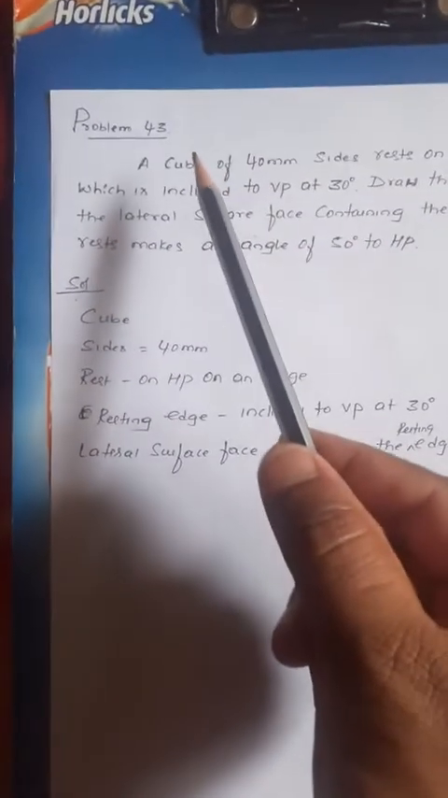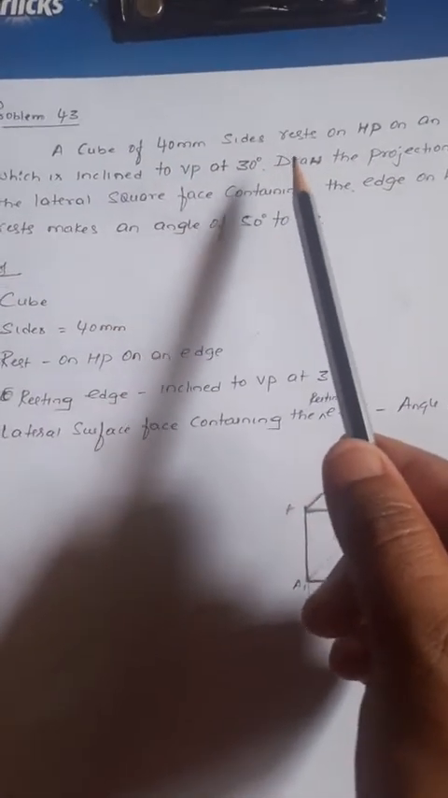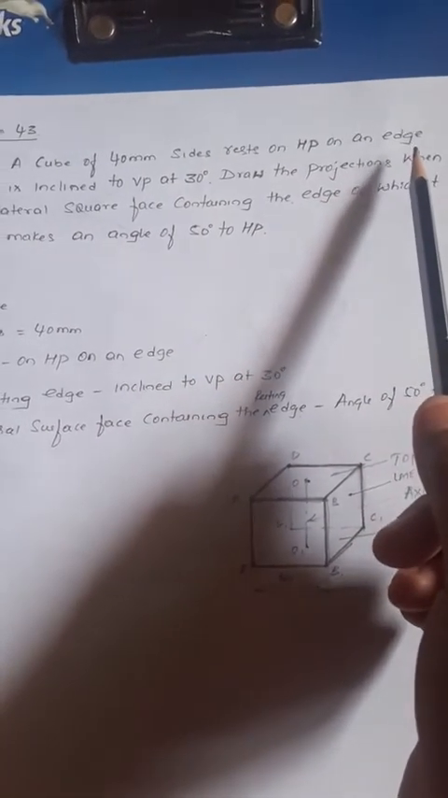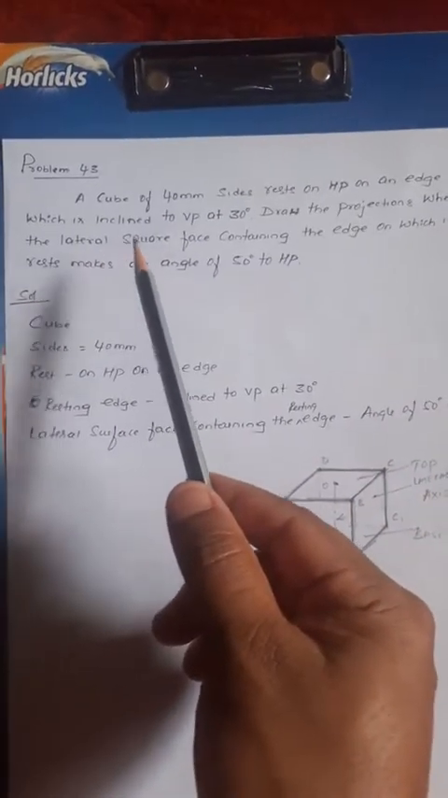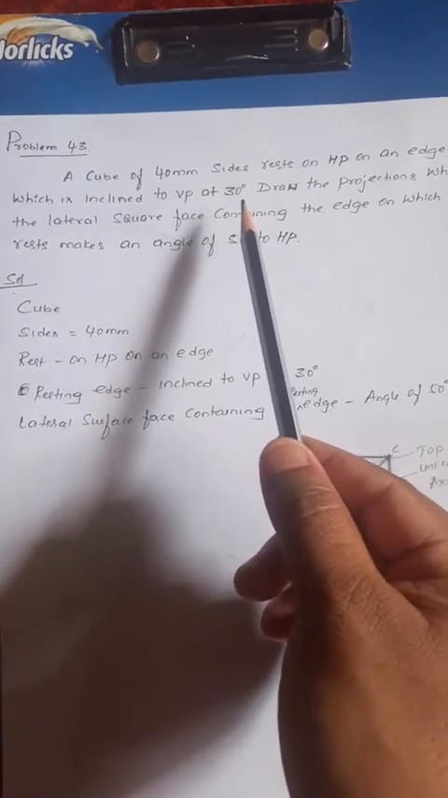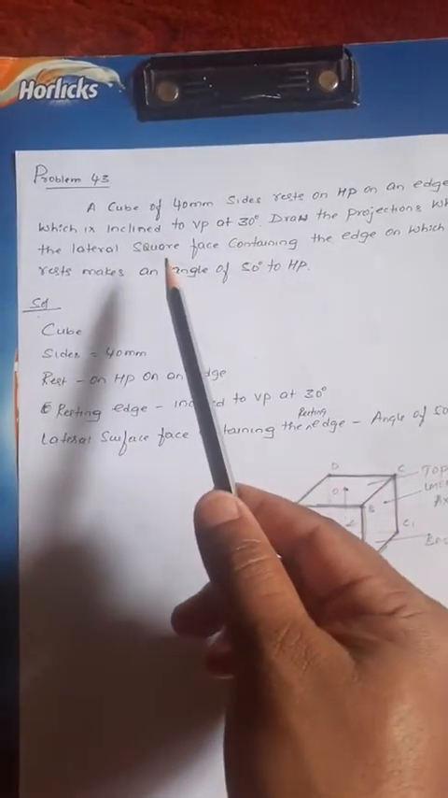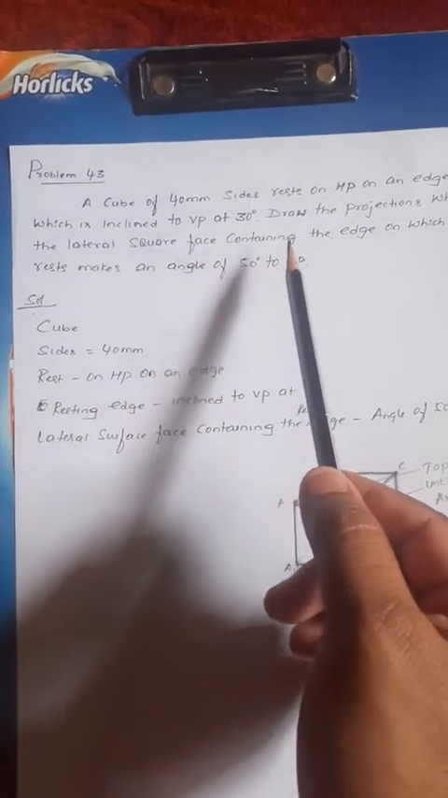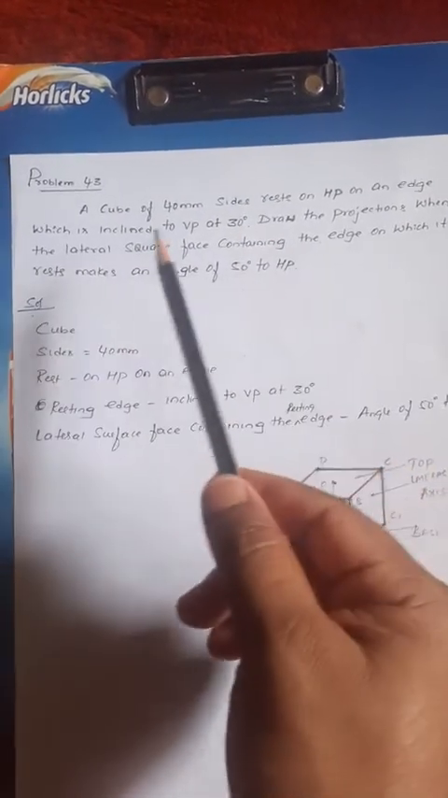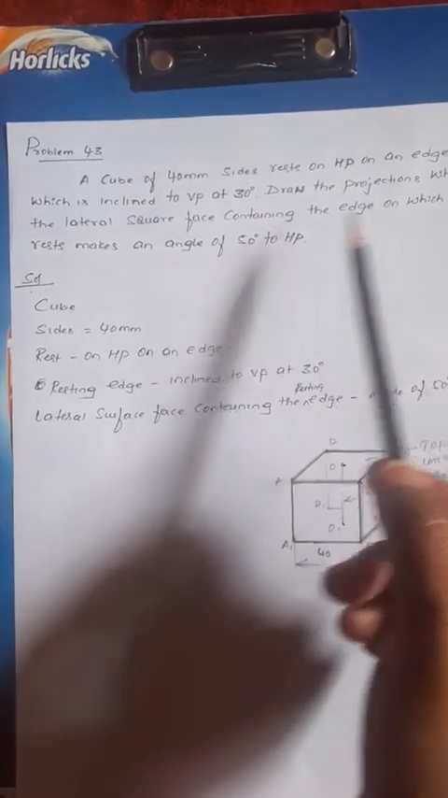Our next problem is problem number 43. A cube of 40 sides rests on HP on an edge which is inclined to VP at 30 degree. Draw the projections when the lateral square face containing the edge on which it rests makes an angle of 50 degree to HP.